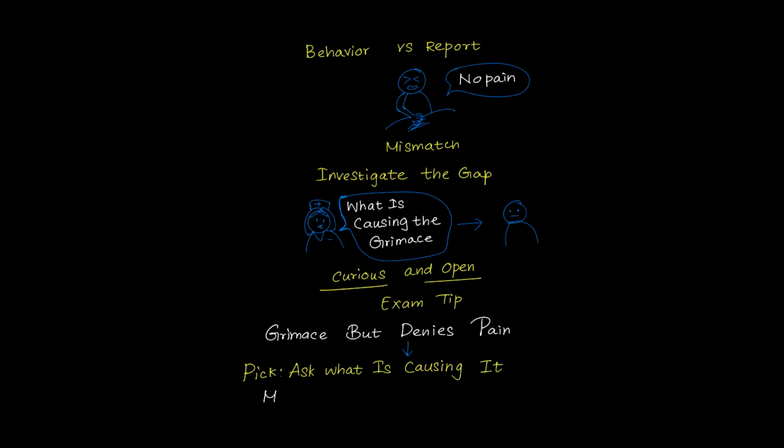Ask first, then act. Here's a D439 OA exam tip for you. When the patient's body says pain but the words say no pain, pick the answer that investigates. Quick recall hook. Mismatch means ask.